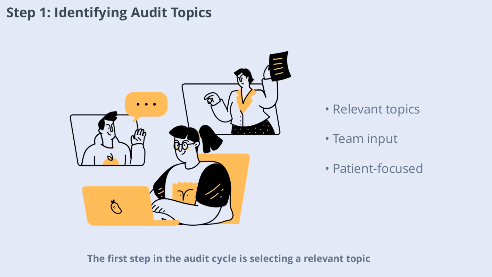The first step in the audit cycle is selecting a relevant topic. In diagnostic radiography, topics might include patient identification, radiation dose optimization, or image quality assessment. Choosing a topic that addresses a known issue or area for improvement ensures that the audit will have a meaningful impact. Input from the radiography team and stakeholders helps prioritize topics that matter most to patient care.